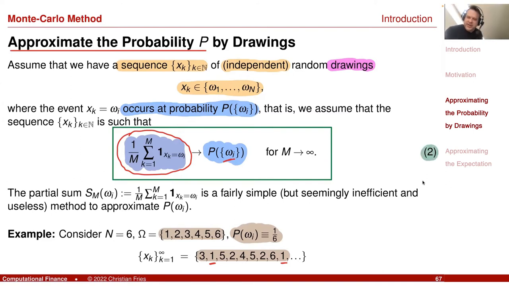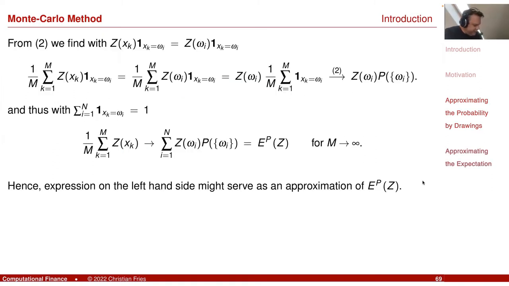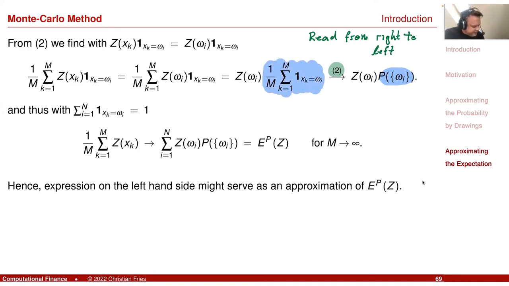And if I have this, that I approximate the probability of omega I with this sequence of the indicator function, then we find the following result. So my number 2 is here. And let's read this from right to left. I do not know how good the approximation is. I can somewhat approximate in the sense that I have convergence, but we have to investigate later in what sense we have convergence. I can approximate this probability with this running sum of indicator functions, indicator function xk equals omega I. Xk is my sequence, omega I is the event for which I approximate the probability.